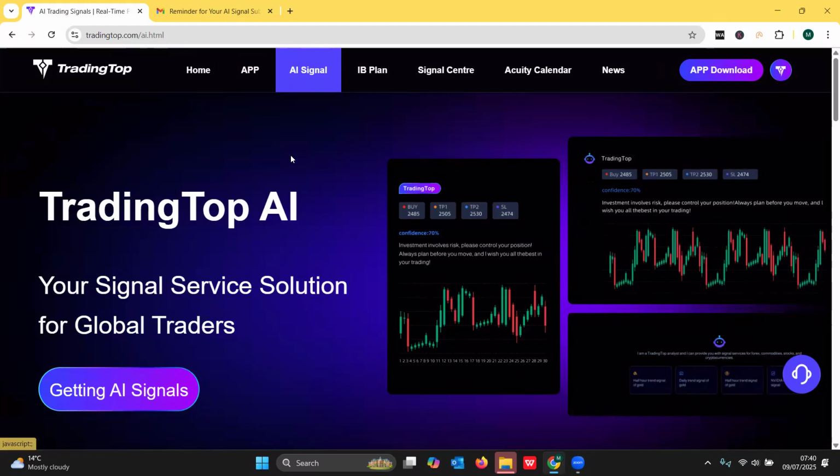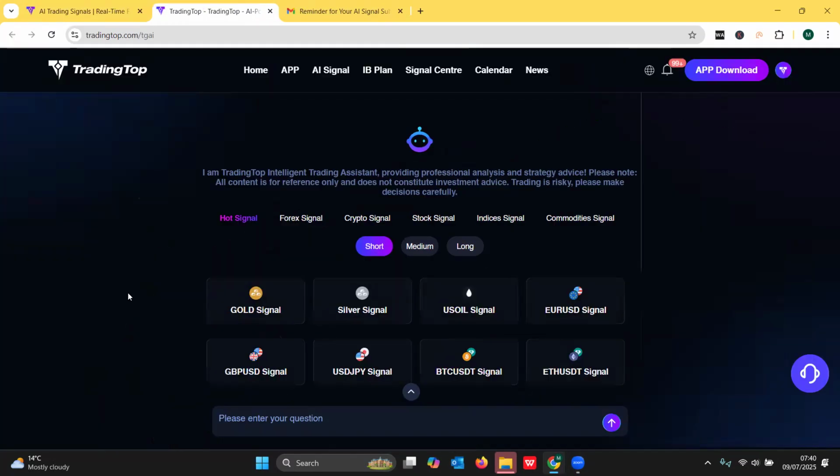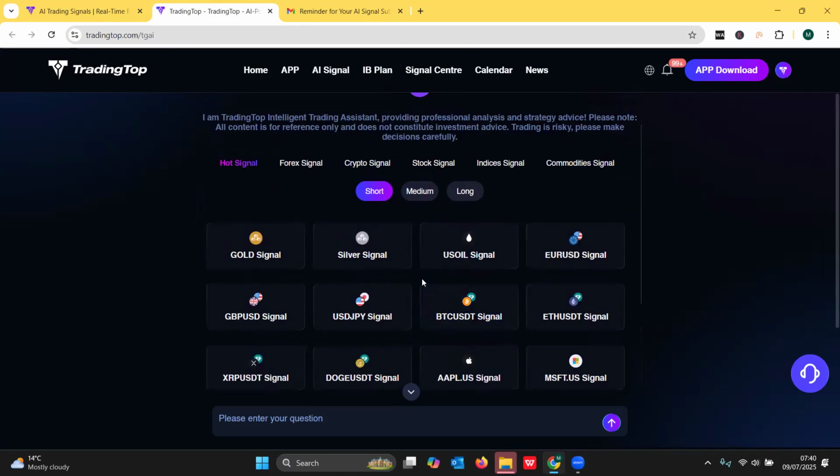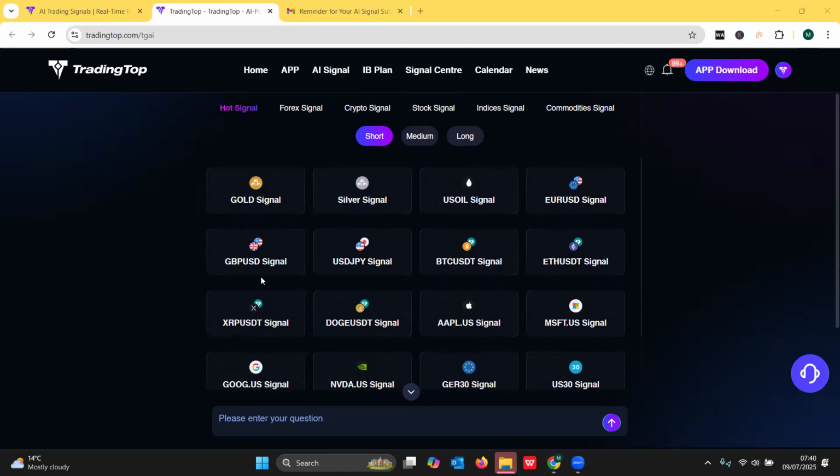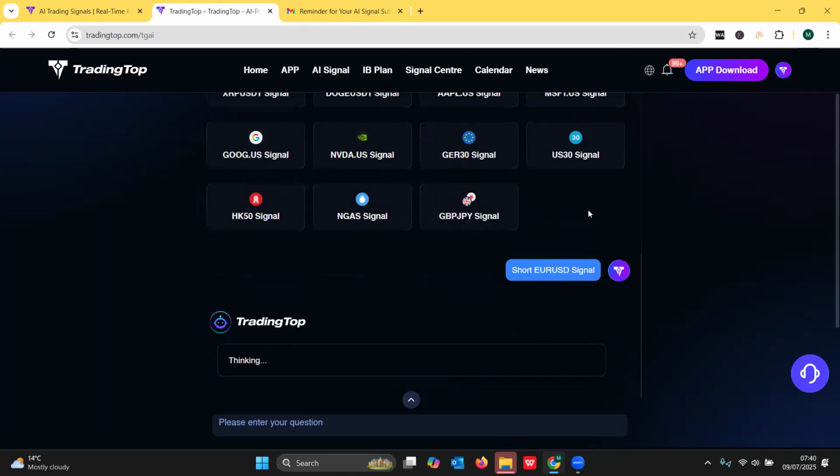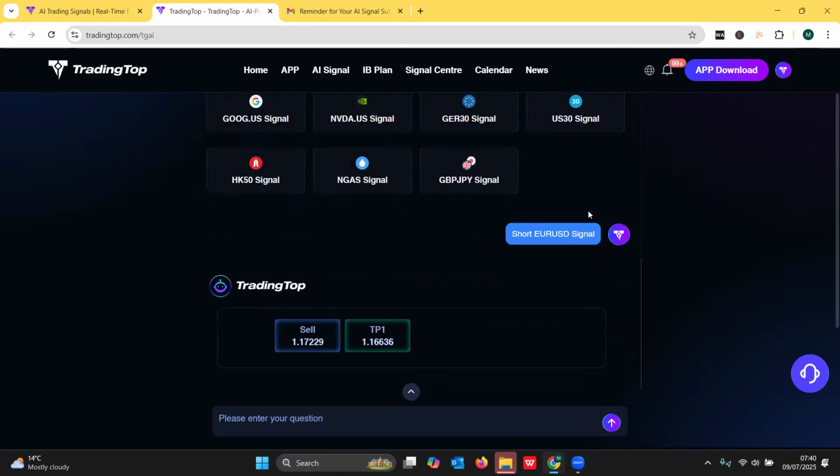On this AI signal, you're able to click getting AI signals. When you click it, you'll have 3 trials that you can use to generate trade ideas, to test and see how powerful the AI is. So for example, let's use the free trial, and say you want to trade Euro USD. We'll click Euro USD, and the AI will analyze the market.